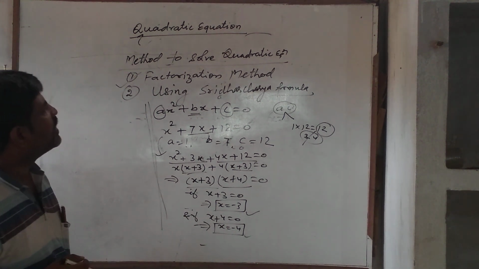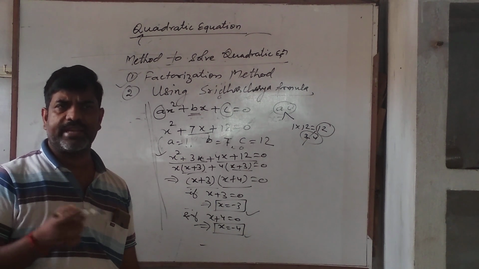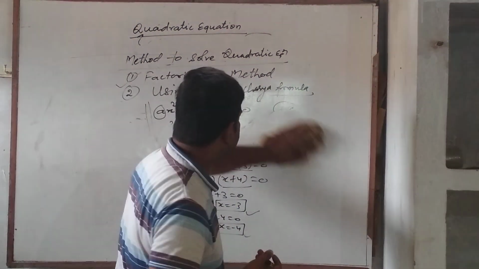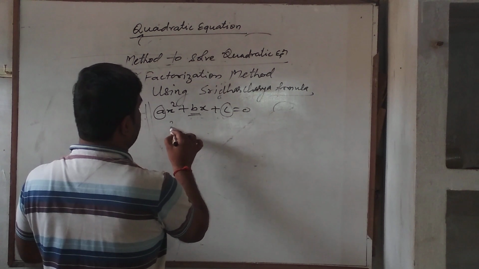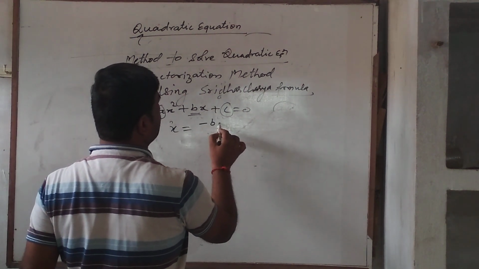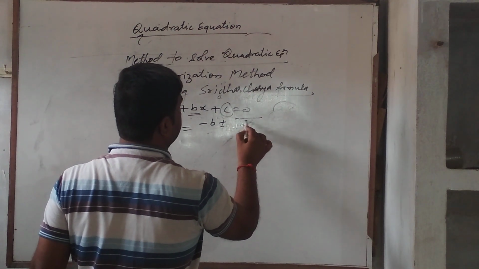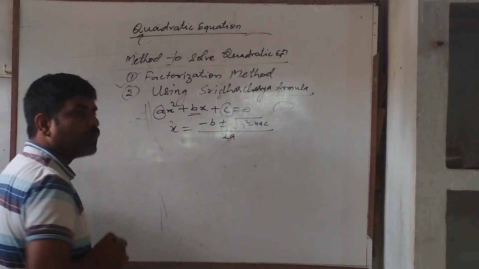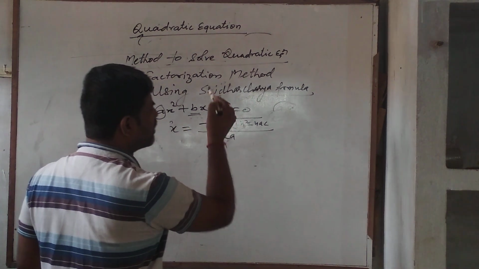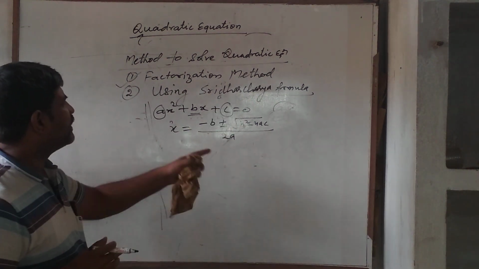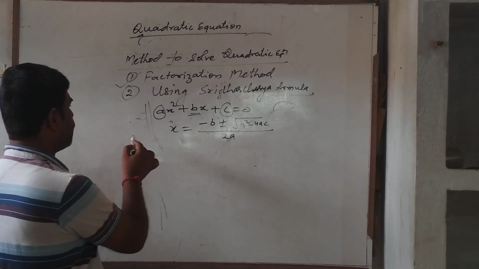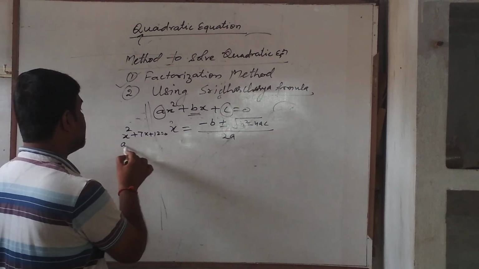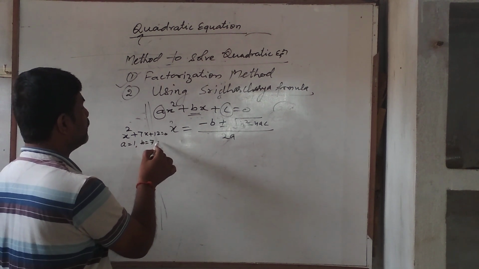Then there is the second method, using the Sridharacharya formula. To solve the given equation by the Sridharacharya formula, we need the formula first. So let us see the formula. The Sridharacharya formula is x equal to minus b plus minus under root b square minus 4ac, upon 2a. Where a is the coefficient of x square, the coefficient of x is b, and the constant term is c. So simply by comparing we can get these values, and we shall put these values in this formula. For example, if we solve the same equation using the formula, just see: a equal to 1, b equal to 7 and c equal to 12.